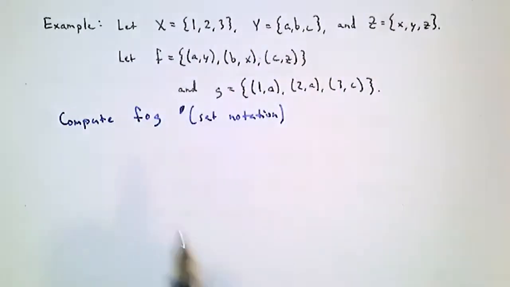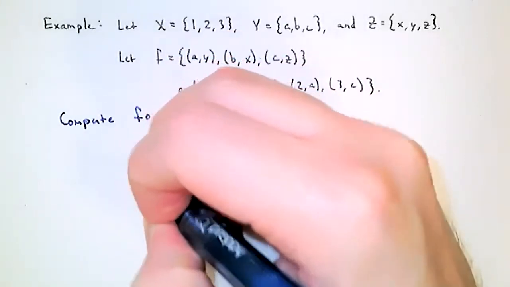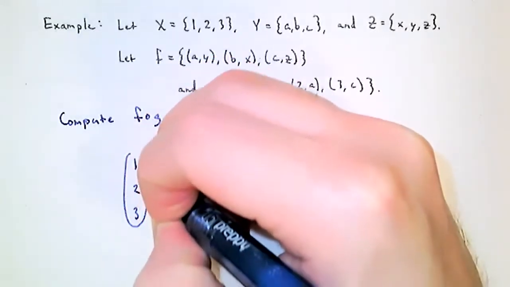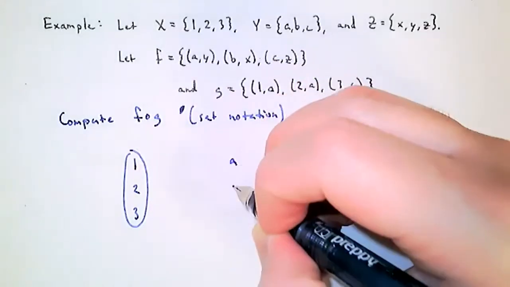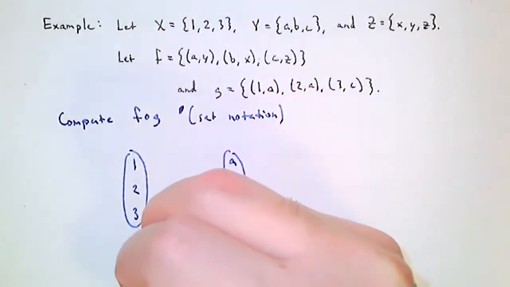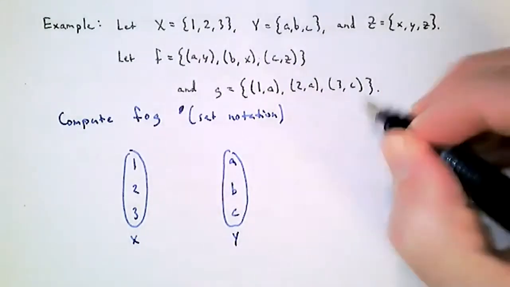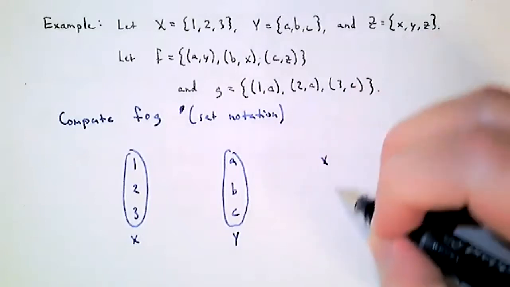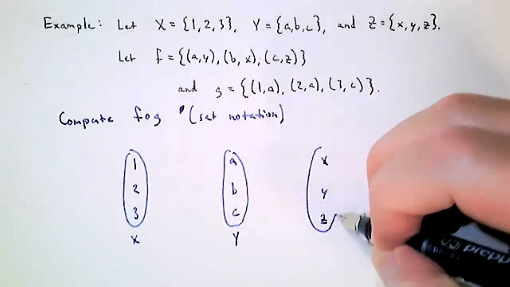So in my arrow chart, I'm going to start with the set x, the numbers 1, 2, and 3. And then these are mapped by g to elements of y, and they're the letters A, B, and C. And then finally, f is going to map to z, which has the letters x, y, and z, lowercase z in this case.